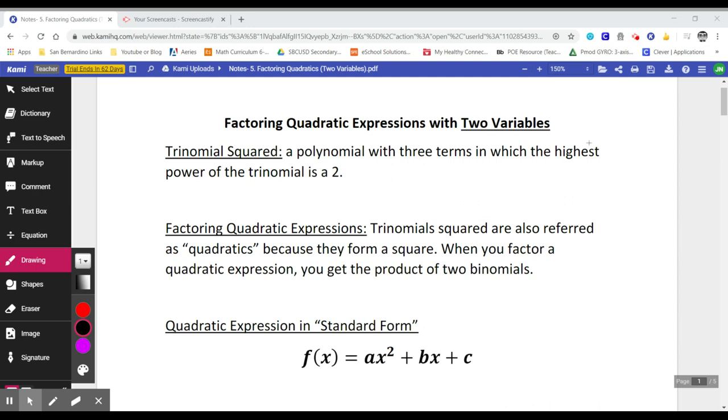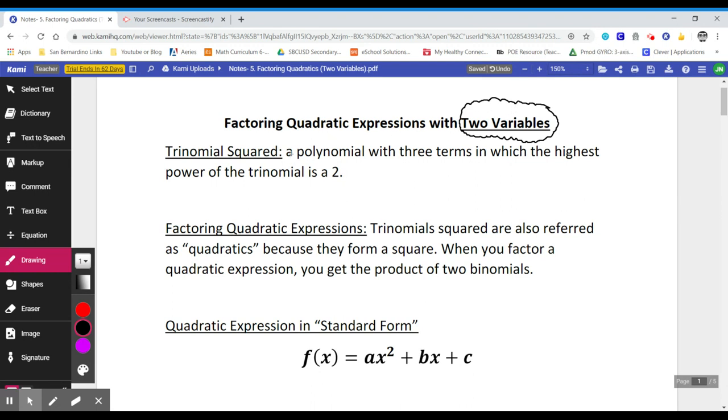Hey everybody, in this lesson we're going to be talking about factoring quadratic expressions in two variables. So we've already talked about factoring quadratic expressions. Hopefully you've seen that in the last video. But this time we're going to be incorporating what happens when they actually give you two variables when you want to graph a quadratic expression.